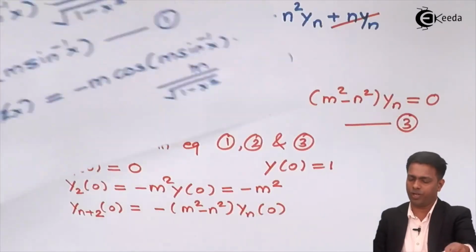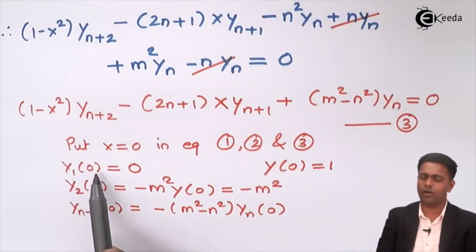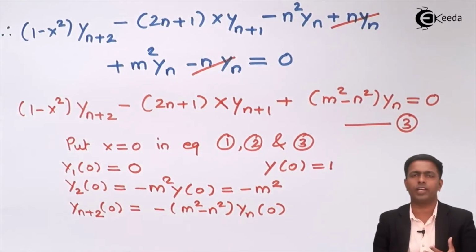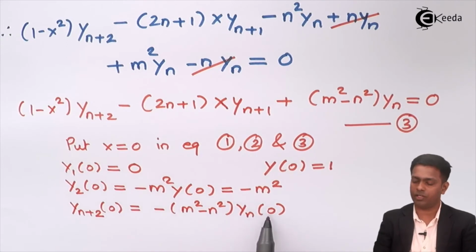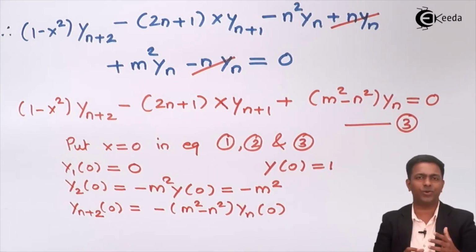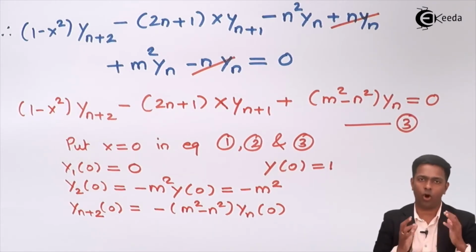Now guys, if you observe here, we got the value of y1 of 0 as 0. Now let's say I want to find the value of y3. So in this result, I will put n as 1. So we will get 1 plus 2, 3, so that is y3 of 0. Here we'll get y1 of 0 because I am putting n as 1. Now guys, y1 of 0 is already 0. So if I put the value here, I'll get y3 of 0 as 0. So it means we can get all odd terms as 0. So to find the value of yn of 0, I will put n as odd values in this result and then as even values.